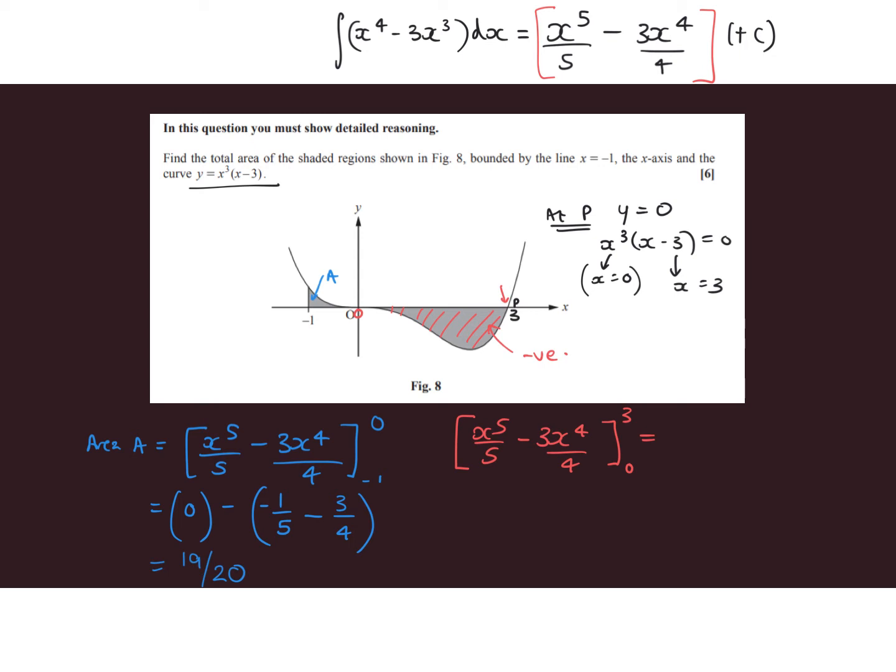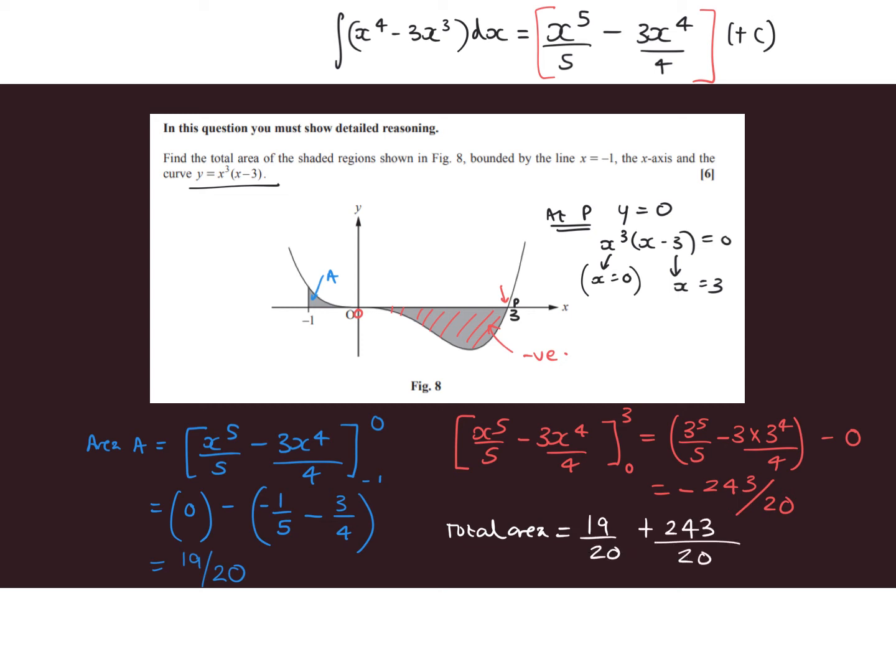Now the lower limit of 0 will just give us a 0, so we don't need to worry about that, but we do need to work out what we get from the upper limit being substituted in, and we get an overall answer of negative 243 over 20. So if we're working out the total area, we of course want to take 19 over 20 and add it to positive 243 over 20, which gives us an answer for the total area of the shaded regions together combined as 131 over 10 square units.